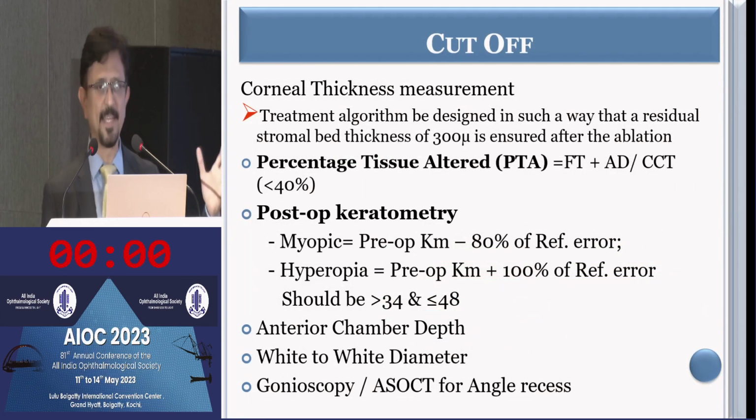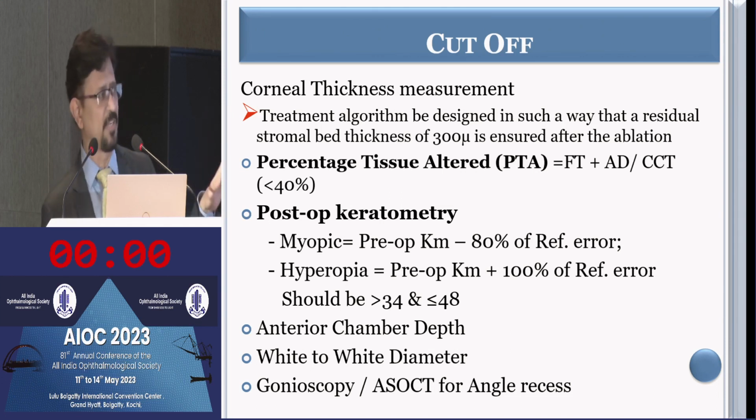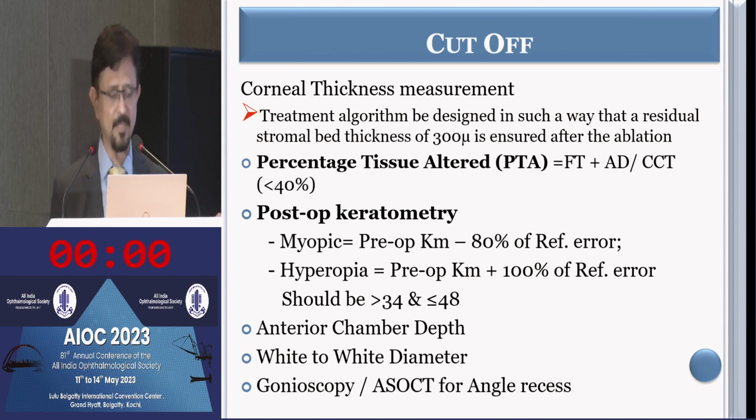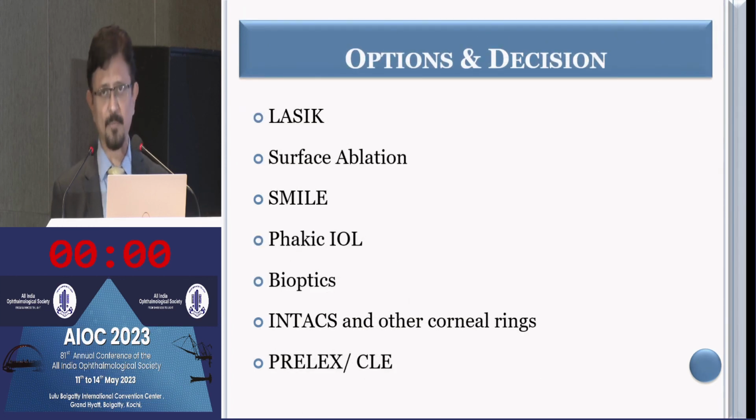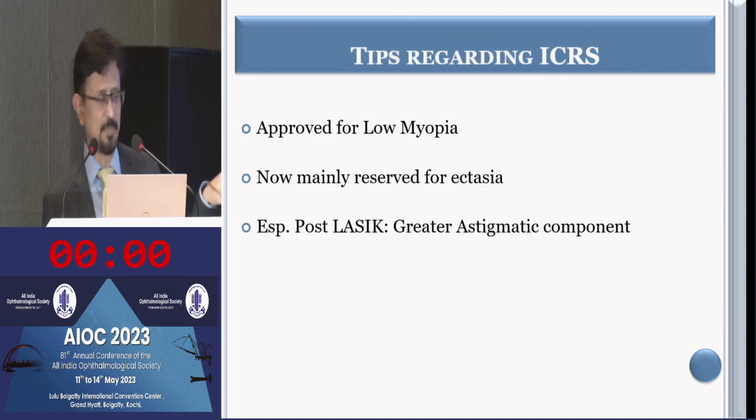And once you are deciding how much ablation you have to do, there is a cutoff for percent tissue altered of 40%. It should be less than 40%. That is flap thickness plus ablation depth divided by central corneal thickness. And the aim for post-op keratometry should be between 34 and 48, otherwise it will create a lot of aberrations. And of course, the anterior chamber depth, if we are planning for a phakic implant, should be good, more than 2.8 with an open angle and with an angle recess of more than 35 degrees. So we have these options, and we have to take a decision.